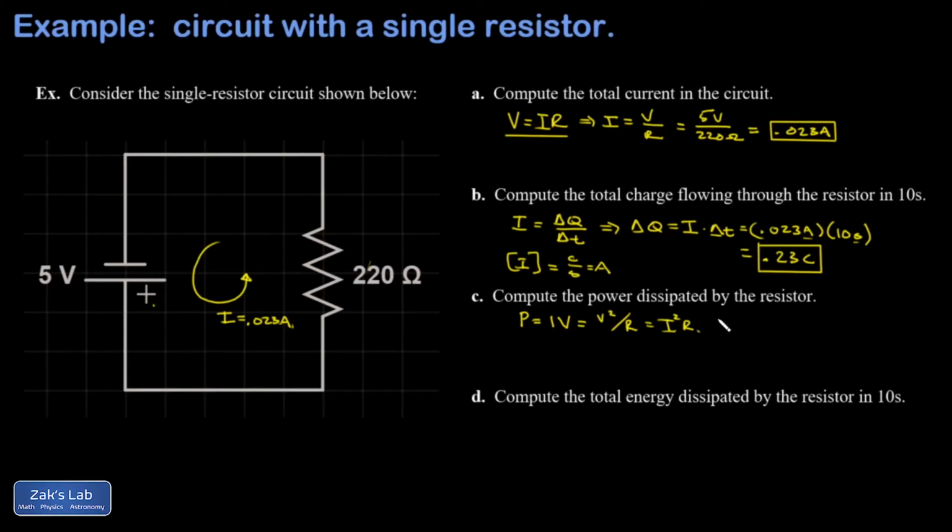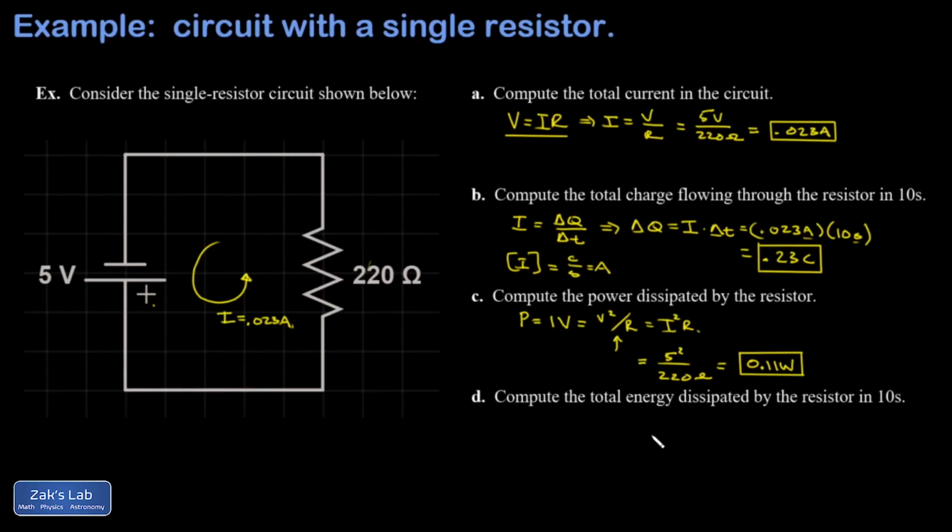So we could use any one of these three in this example. I think it's probably wisest to use V squared over R because those were the two quantities that were given to us at the beginning, so we don't have to worry about compounding errors as we go through the calculation. So I'm going to use this one. That's 5 volts all squared divided by my 220 ohms. And to 2 sig figs, I get 0.11 watts out of this. Now remember that power is a rate of energy transfer, and it's measured in joules per second. The special name for that is watts.